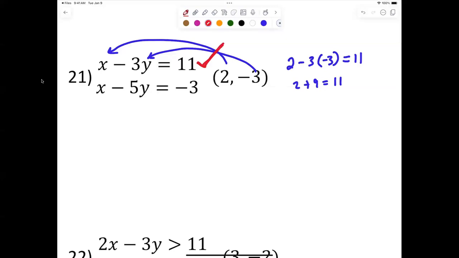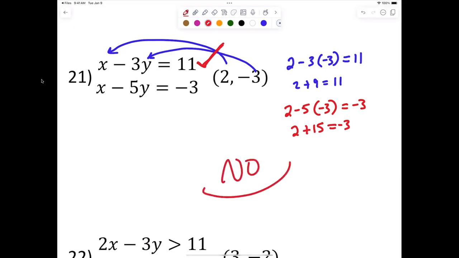So now I plug 2, negative 3 into the next one. 2 minus 5 times negative 3 equals negative 3. 2 plus 15, does that equal negative 3? So is that a solution? No, it is not the answer. So this is not true here. Not true there. So it's not a solution.